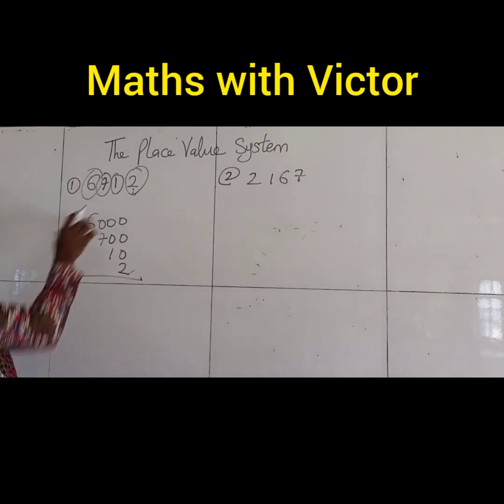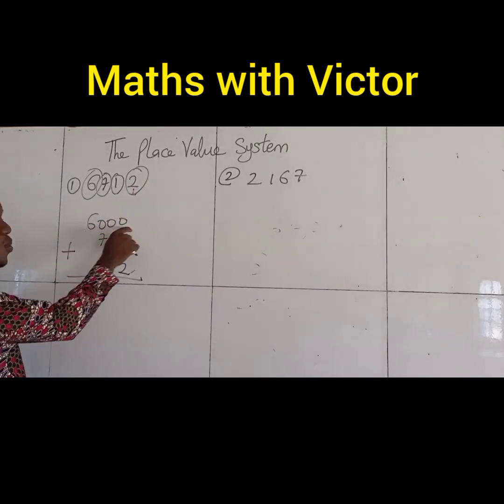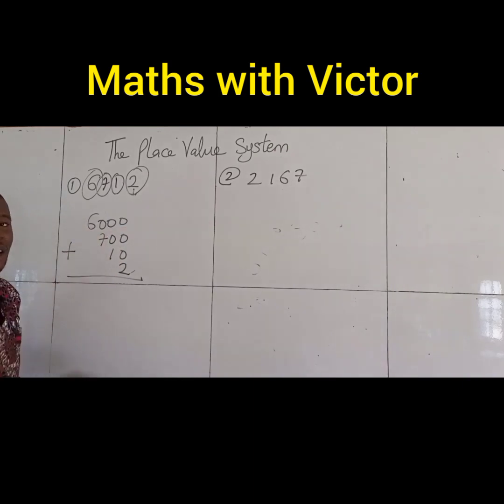So that is why you call this number 6,000, because 6 is in thousands, not ordinary 6 as a single digit.